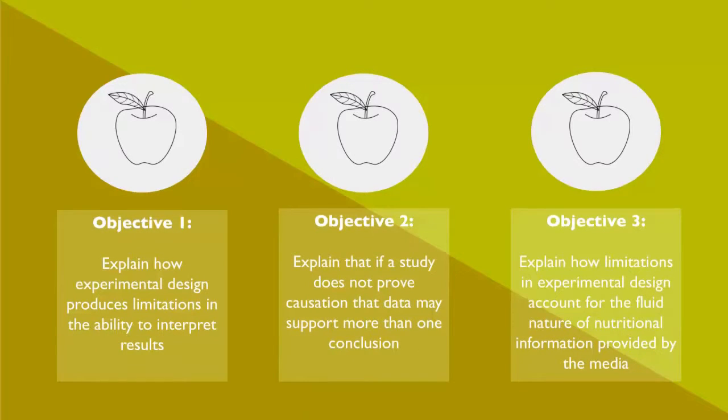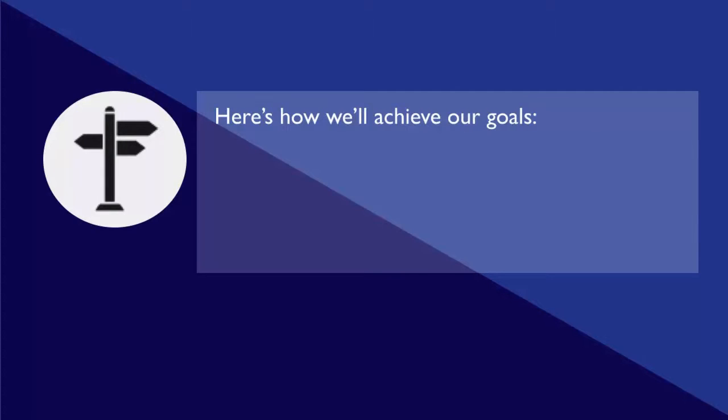At the end of this lesson, students should be able to explain how experimental design produces limitations in the ability to interpret results, explain that if a study does not prove causation, that data may support more than one conclusion, and explain how limitations in experimental design account for the fluid nature of nutritional information provided by the media. We'll achieve these goals by completing the case study called Diets, Which One is Best?